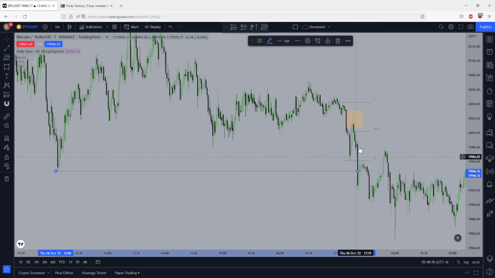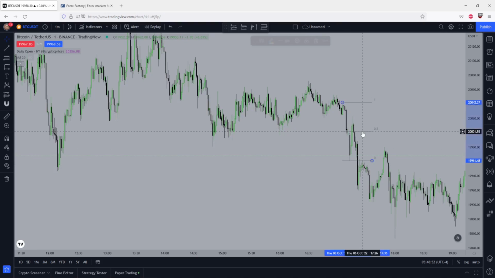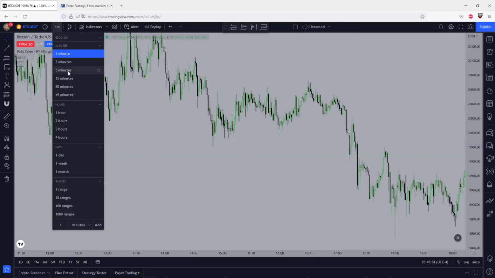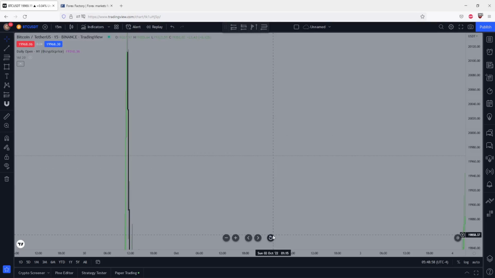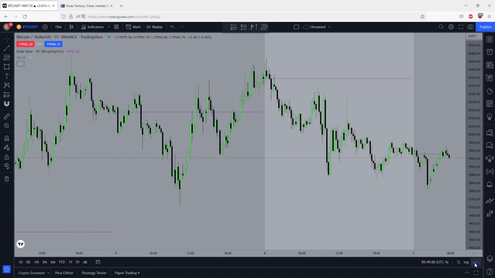So yeah, just a couple of nice setups. Actually not too many setups yesterday, but overall they were very clean, and yeah, nice price action yesterday.